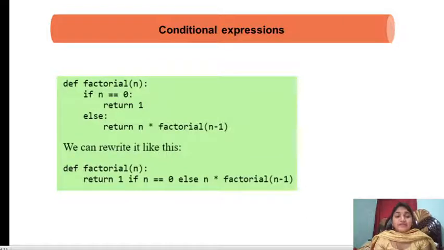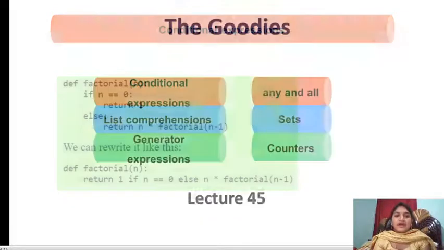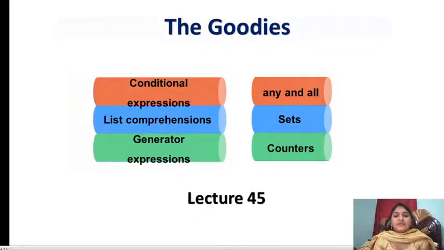Next, coming to the factorial, which I define as factorial of n. If n equals 0, return 1, or else return n times factorial of n minus 1. So for the factorial of n, whatever the value of n, return 1 if n equals 0, else n times factorial of n minus 1. So coming to the goodies, that is conditional expressions.